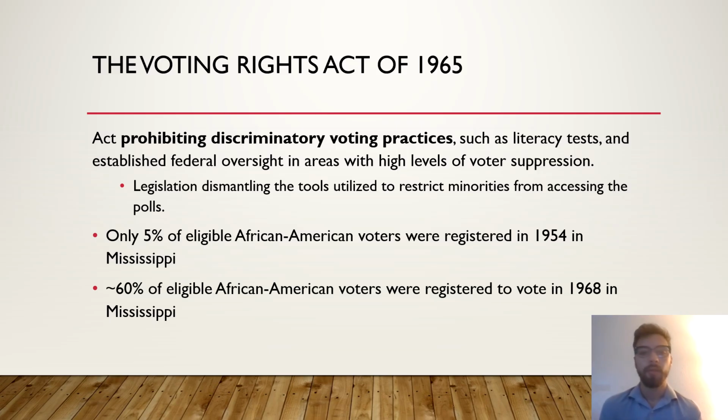We also know the Voting Rights Act of 1965, an essential additional piece of legislation in which our legislative branch had to act in accordance with the judicial branch to enforce the ruling provided a decade and 1 year plus prior in Brown v. Board of Education. So the Voting Rights Act of 1965 prohibited discriminatory voting practices such as literacy tests and established federal oversight in areas with high levels of voter suppression.